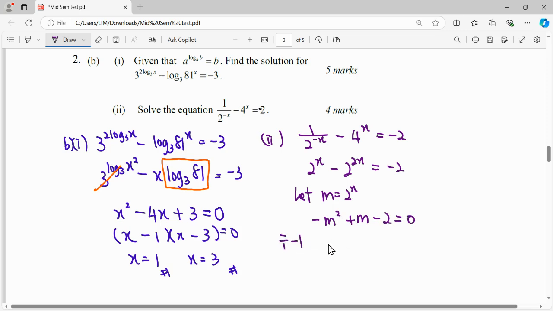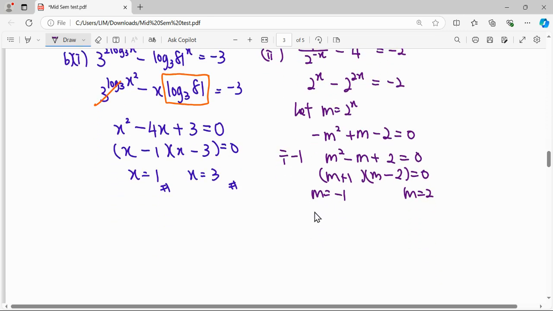We simplify this quadratic before pressing calculator. Then we do factorization to find out our m value. So therefore we have m equals to negative 1, m equals to 2. Then we substitute back our m is 2 to the power of x.